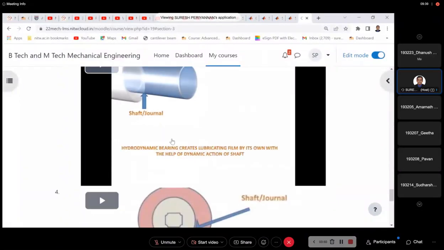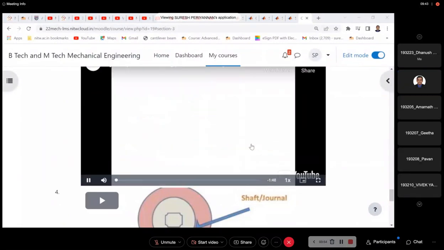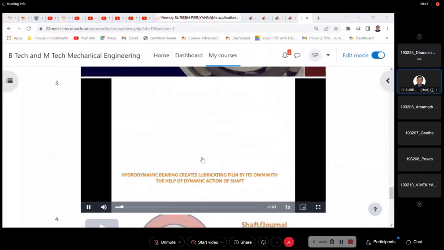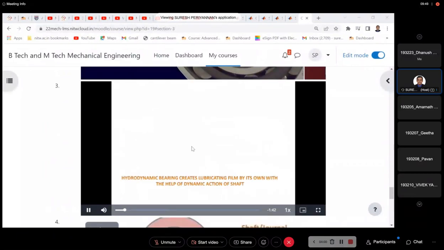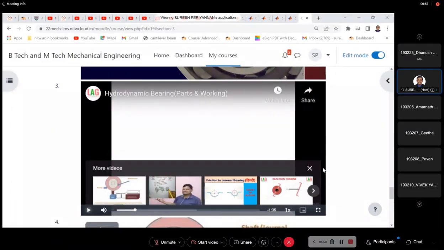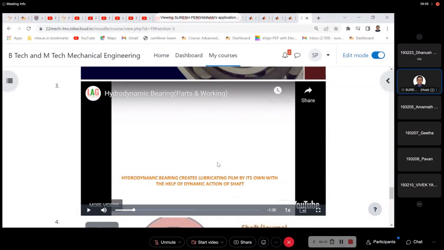Yeah. See here, the hydrodynamic bearing. Initially the bearing is at rest. When the journal is at rest without rotation, then the journal is in contact with the bearing surface.